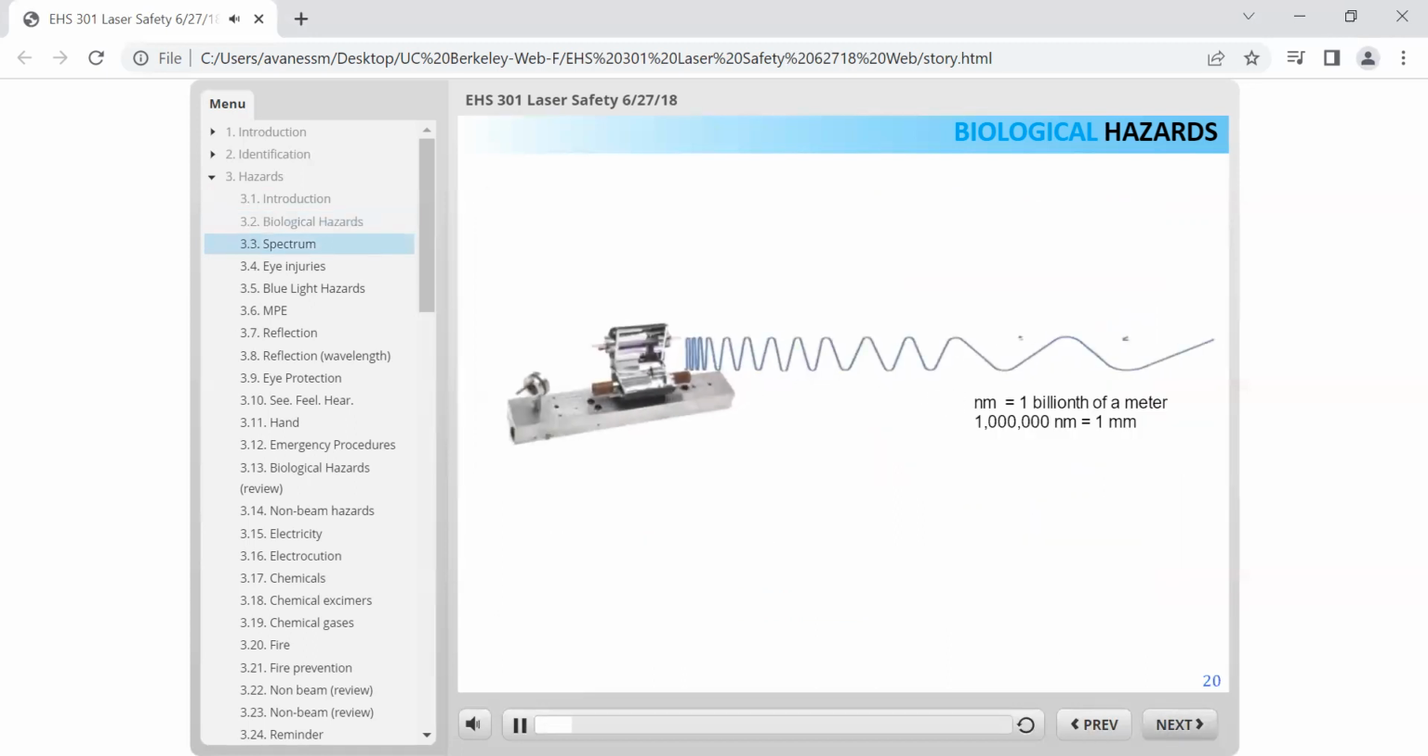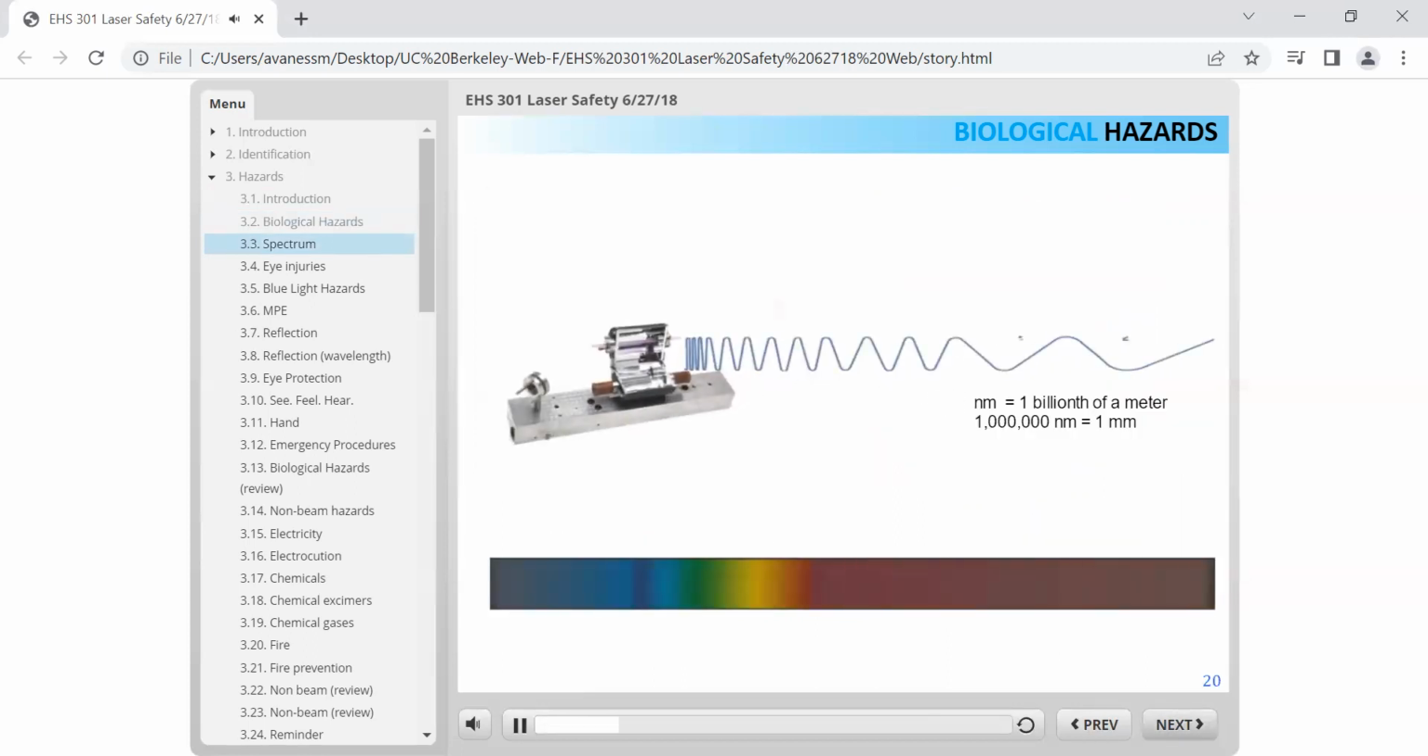Today's laser light covers three ranges of the electromagnetic spectrum based on their wavelengths. Ultraviolet or UV light has a wavelength between 200 to 400 nanometers. Visible light has a wavelength between 400 to 700 nanometers, and infrared light has a wavelength between 700 to 1 million nanometers.